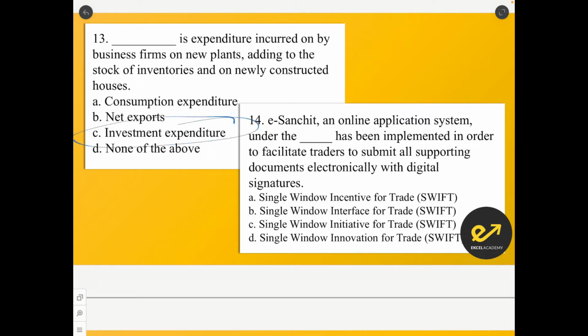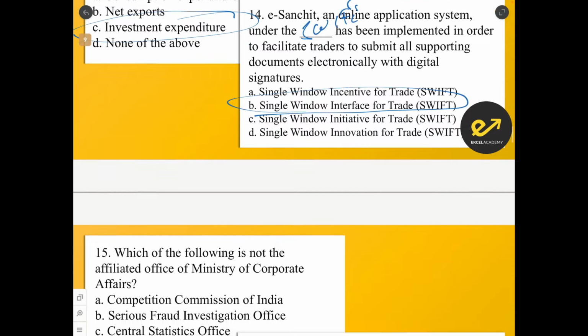eSanchit, an online application system under the dash, has been implemented in order to facilitate traders to submit all supporting documents electronically with digital signatures. So the answer for this is SWIFT. Expansion for this is Single Window Interface for Trade. So this is the answer for this question.